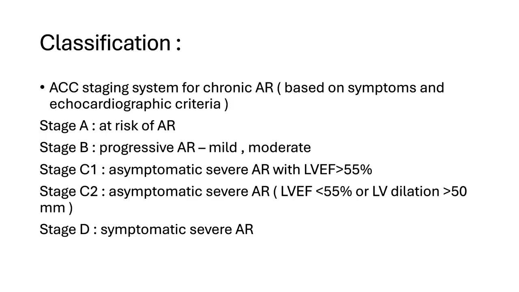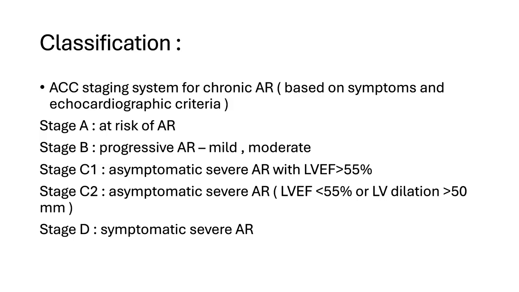So, general classification of aortic regurgitation, we have the American Heart Association staging system. It's based on symptoms and echocardiographic criteria. We have stage A, which is at risk of aortic regurgitation, stage B, progressive aortic regurgitation, and here it includes mild and moderate. Stage C, we have C1 and C2. Stage C1, asymptomatic severe aortic regurgitation with the left ventricular ejection fraction more than 55%.